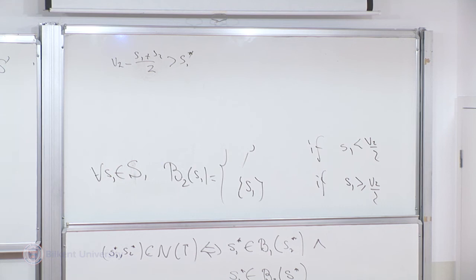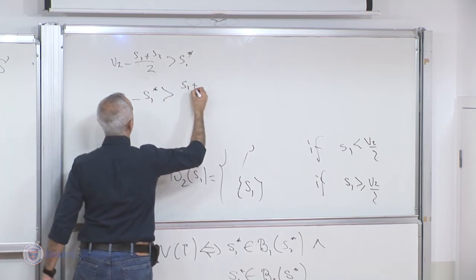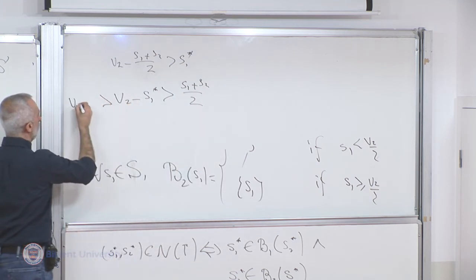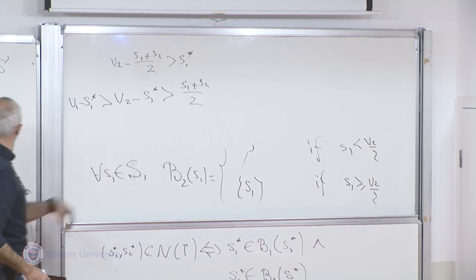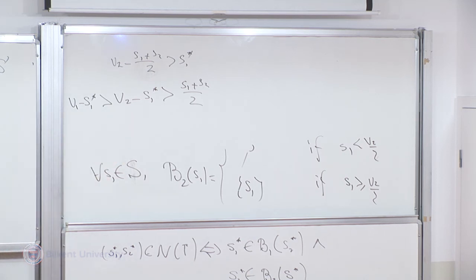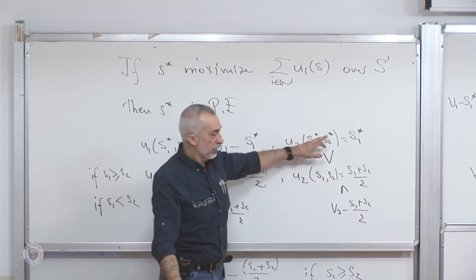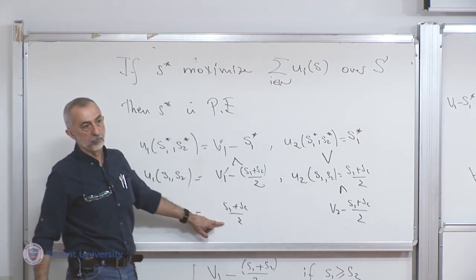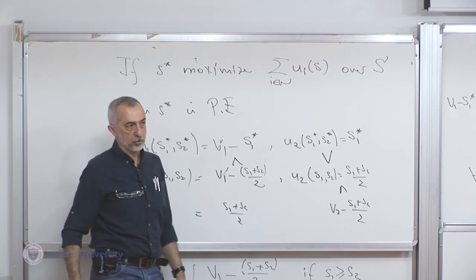So now I want to compare these two numbers. So that would imply that V2 minus S1 star is bigger than S1 plus S2 over 2, okay? But that is less than V1 minus S1 star. Remember, we assumed V1 is bigger than V2, okay? Which means that this number is bigger than this number. So when we move from S1 star to S2 star, if player 2 becomes better off, player 1 becomes worse off, okay? So that's a direct proof using the definition of Pareto efficiency.